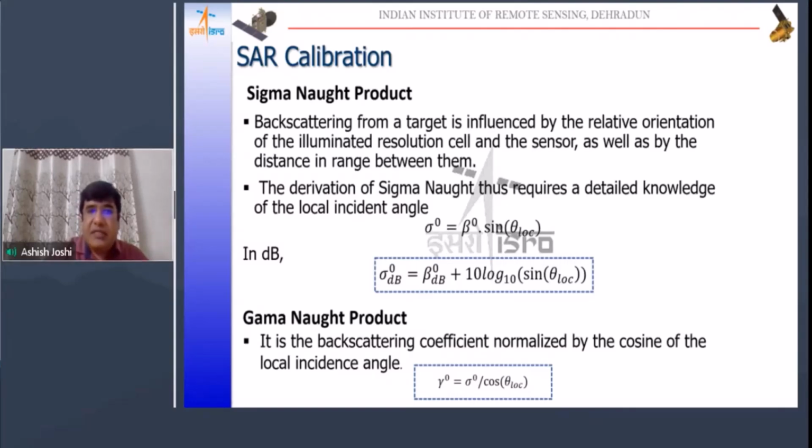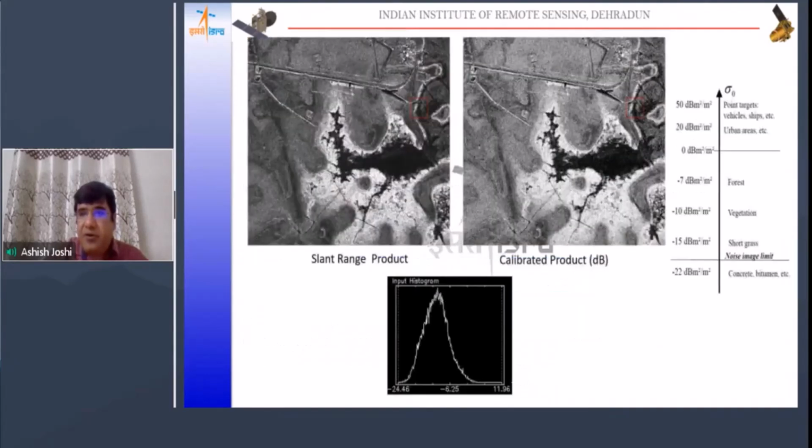So you can see this is one of the images. After the calibration, the values range from -24 dB to 11 dB. So this is the calibrated product. And what are the ranges of the dB values of sigma naught? For point targets, it can go up to 50 dB. Urban areas go up to 20 dB. It is 0 dB to -7 dB for the forest area. Vegetation has lower values and appears dark, while higher values, like 50 and 20, appear as bright pixels.